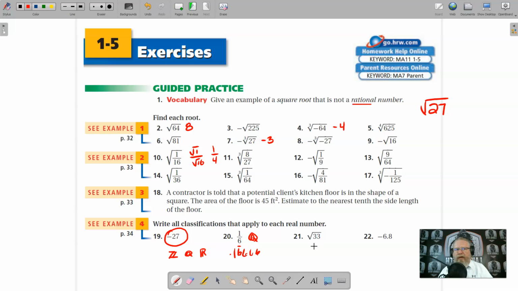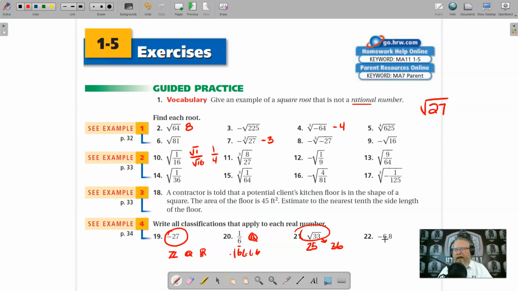And square root of 33. Is 33 a perfect square? Well, 25 is a perfect square, that's 5 times 5. And 36 is a perfect square, that's 6 times 6. 33 falls right in between those. 33 is not a perfect square, so therefore we know that this is an irrational number.